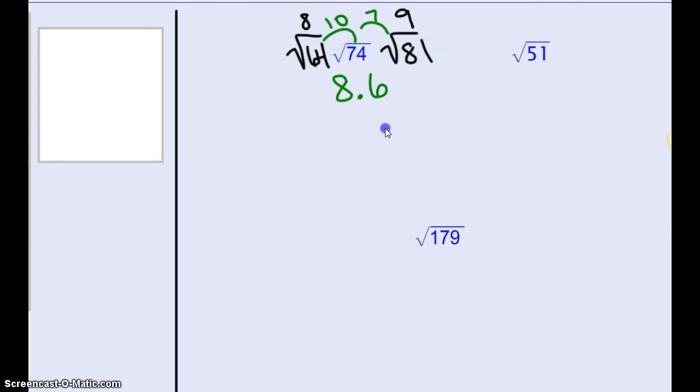You could pull out your calculator and do it, but we're going to ask you just to think and say, okay, it's got to be between 8 and 9, right? How about the square root of 51? And then the square root of 179. So why don't you take a moment to try those out on your own, seeing what I have done here.